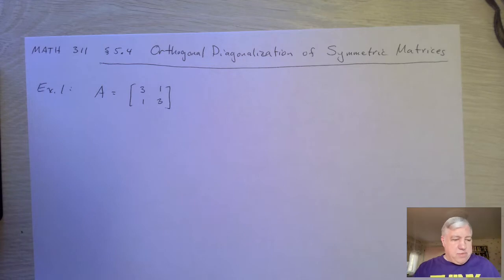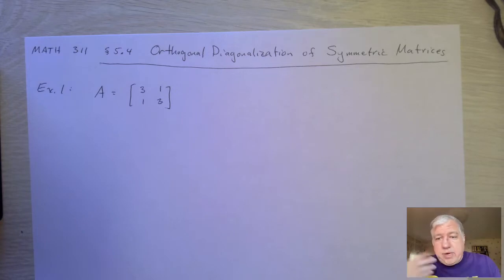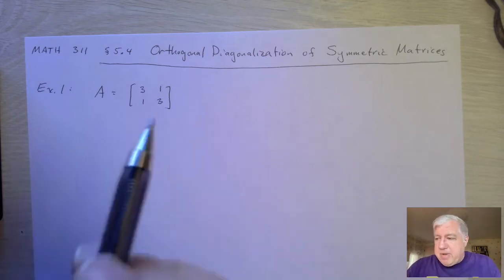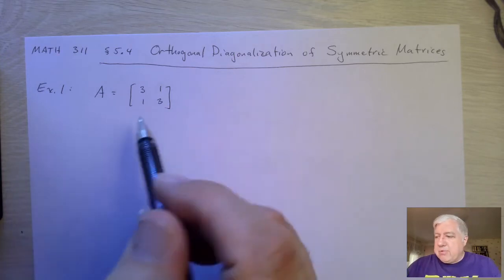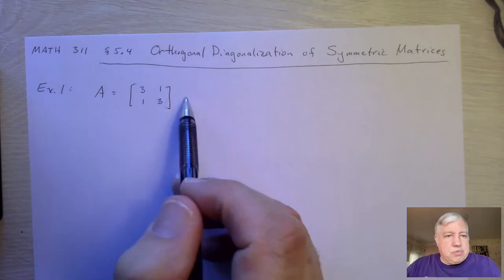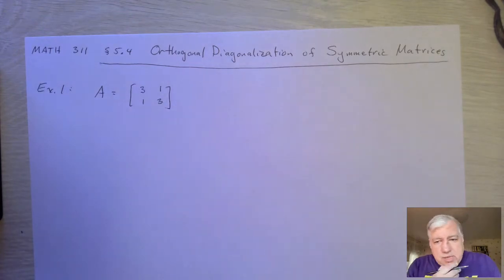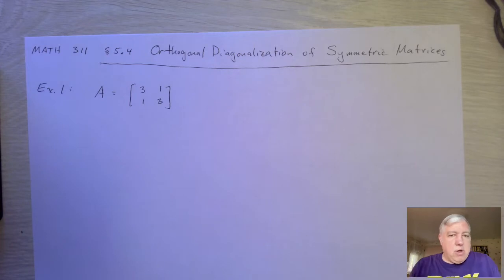To begin with, before we get into the heavy theory, I want to do an example where we take a symmetric matrix. Remember, a matrix is symmetric if it's equal to its transpose, and this clearly is equal to its own transpose. What I'd like to do is diagonalize this if I can. So we're just going to proceed as we've done before.